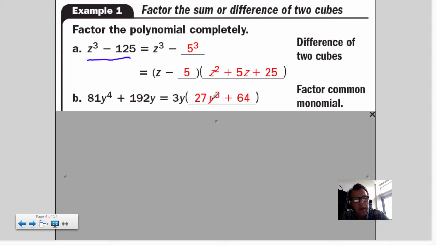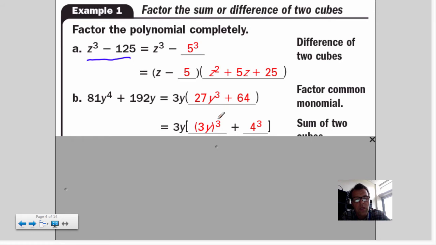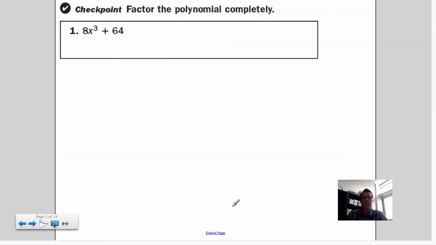So once you do that, you're at this stage, and hopefully you see that 27 is 3 raised to the third, right? And you see that 64 is 4 to the third. So then you can use the formula and plug in the values. This is a trickier problem, and it's a two-step problem. First, you'd have to factor out the 3y. So why don't you go ahead and give this a shot.